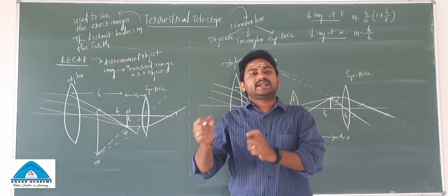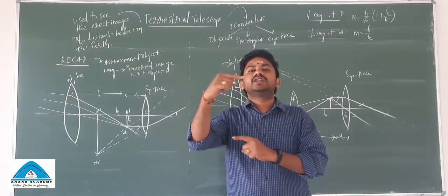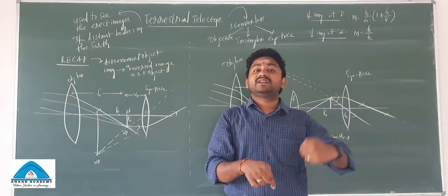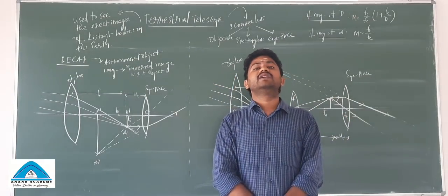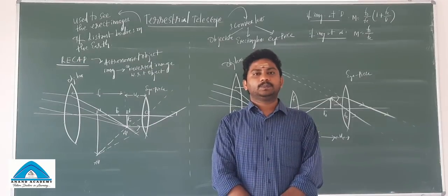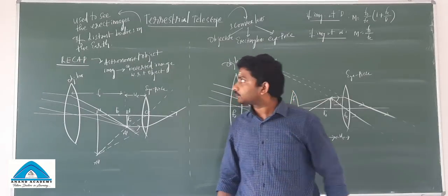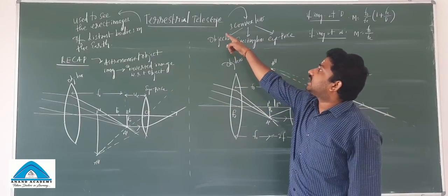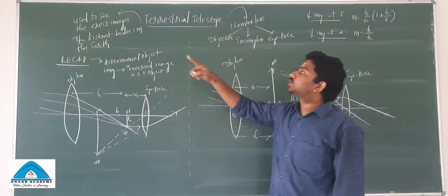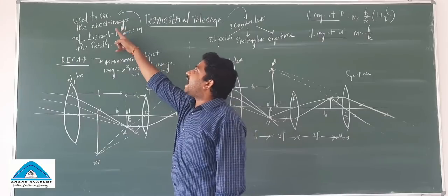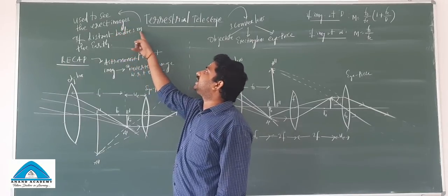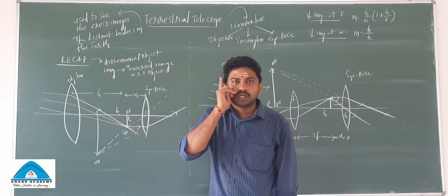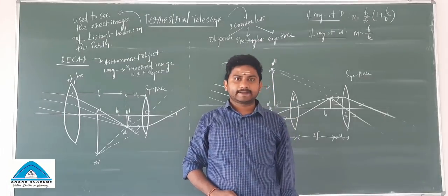What exactly is the terrestrial telescope? Why do we need to use it, even though we have the astronomical telescope? We will be discussing that now. Let us start our discussion. The terrestrial telescope is used to see the erect images of distant bodies on the earth. So this is the first most important point.